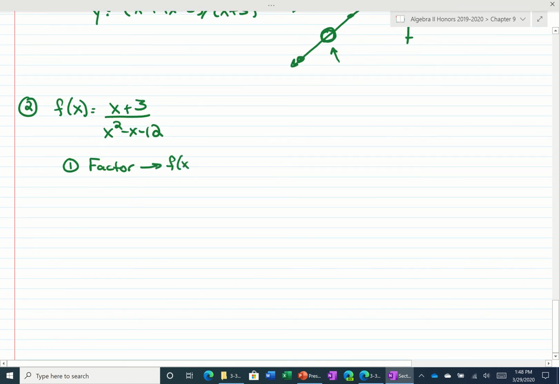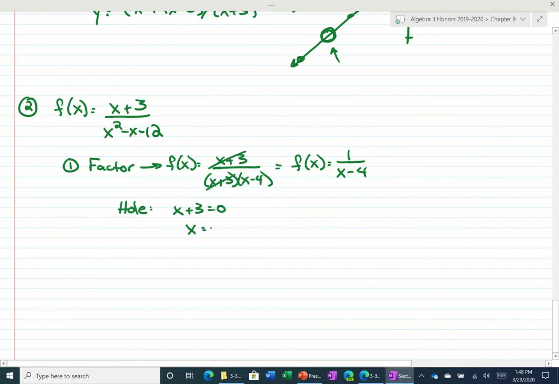And we'd say f of x is equal to x plus 3 over, this would be x plus 3 times x minus 4. So you can see that these cancel, leaving you with just 1 on top over x minus 4. Now you don't get too happy that they canceled. We still have to remember that there's a hole on the graph when x plus 3 equals 0, or x equals negative 3. So we'll remember to do that a little bit later.